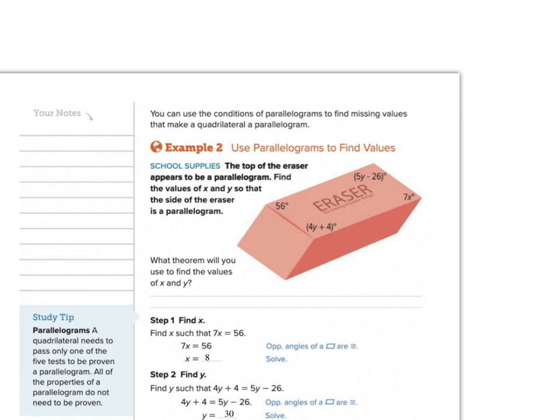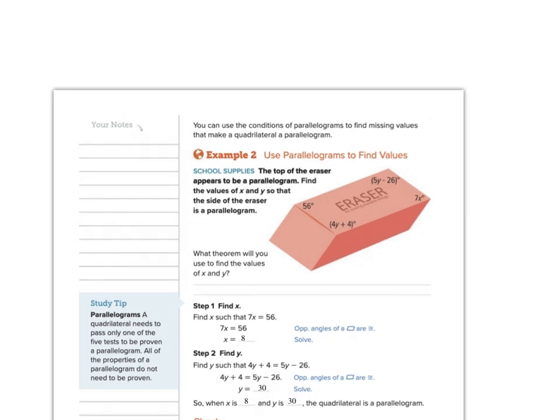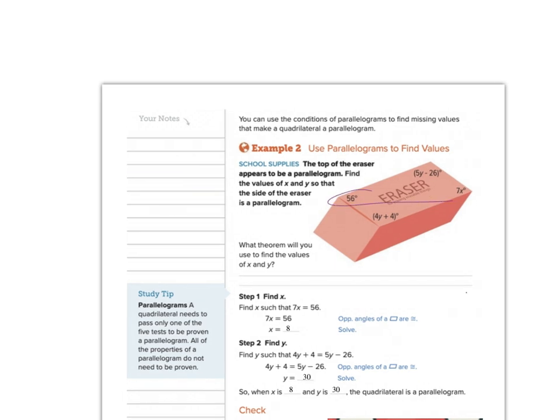Okay, parallelogram. This equals this. That will solve for x. So remember, opposite sides are congruent, or opposite angles are congruent. So I have 7x is equal to 56. Divide both sides by 7. And x is going to be equal to 8. So there's 8, I know that.